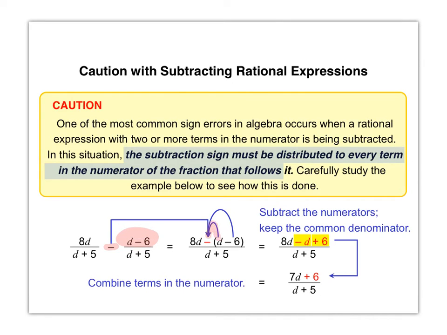So what you can do to keep it straight is to distribute that negative sign and write it as the negative of d plus 6, or minus d plus 6. And then you can combine the numerators. So again, one of the most common errors is forgetting and only subtracting the first term, but keep in mind that you're subtracting the entire quantity.